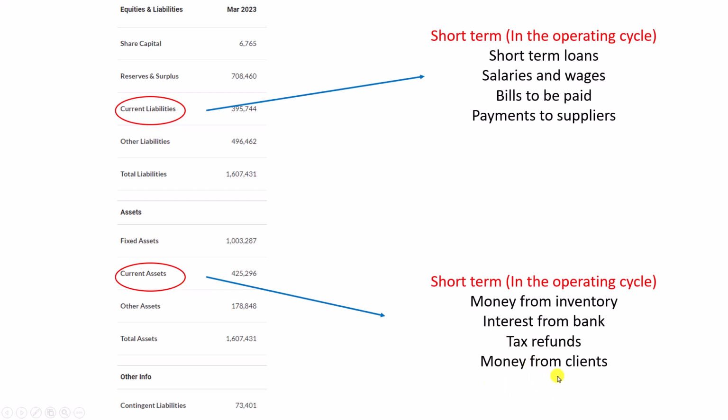Money from clients. Let us say that there is pending money that is to be paid by the clients to the company. Okay, pending money by the clients or consumers yet to come to the company. So that would come under the category of current assets. Okay, I hope it is clear.